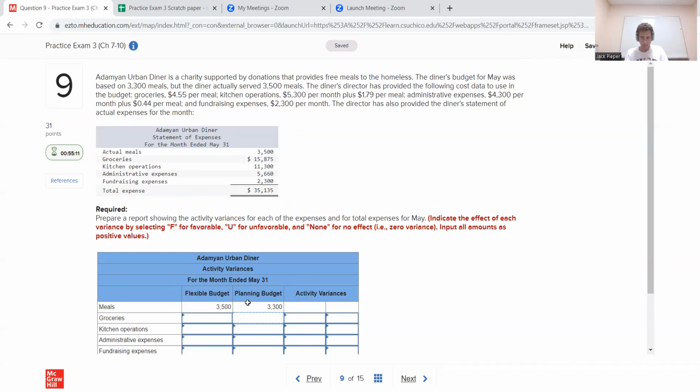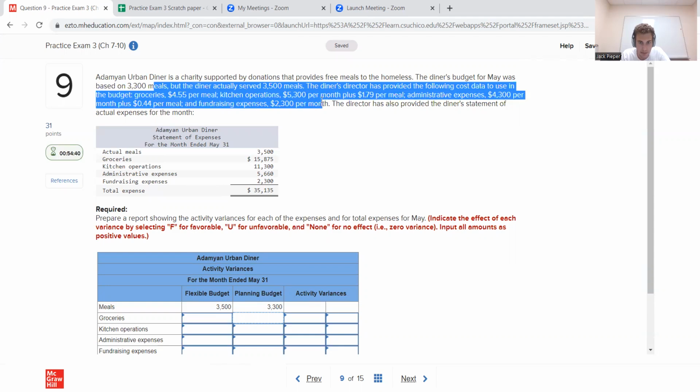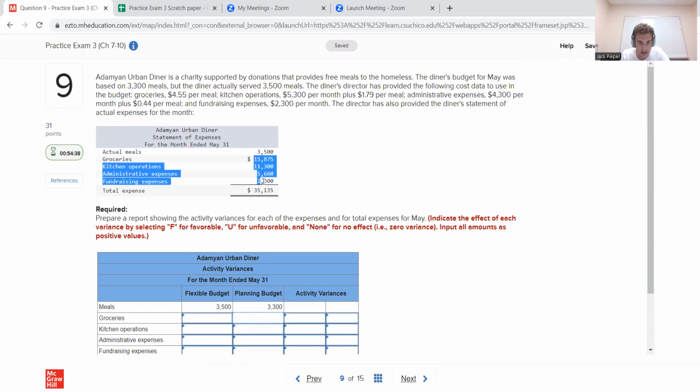The way you can remember that is activity means hours, or how active you are at producing meals. So your activity variance will always have a difference in meals or in activity, whereas a spending variance is going to have a variance in cost. If you were looking at the spending variance between the flexible budget and the actual expenses, you would take whatever you get for the flexible budget after multiplying by all of these and get the difference between these numbers, and that would be your spending variance.